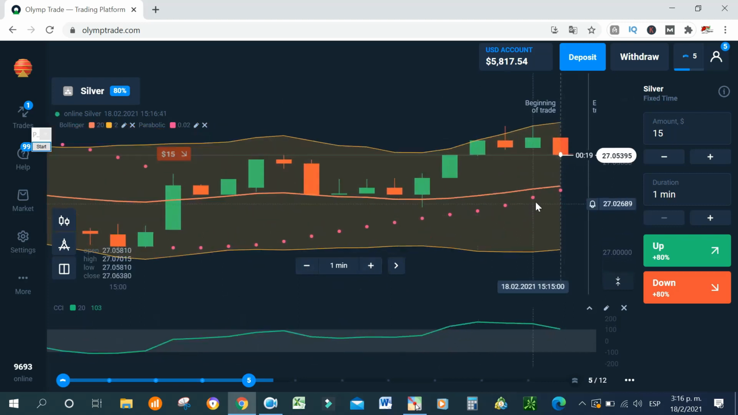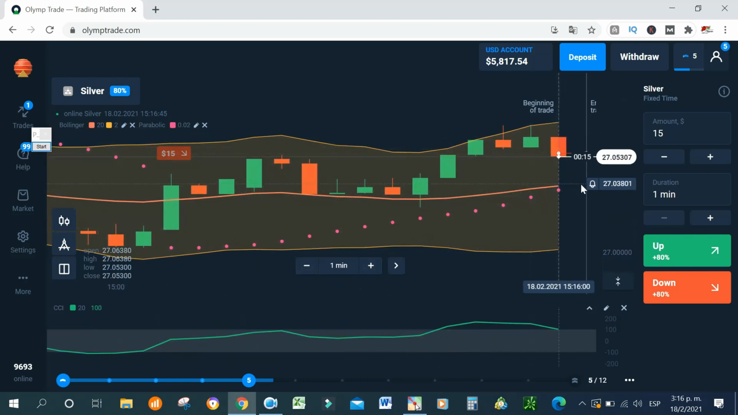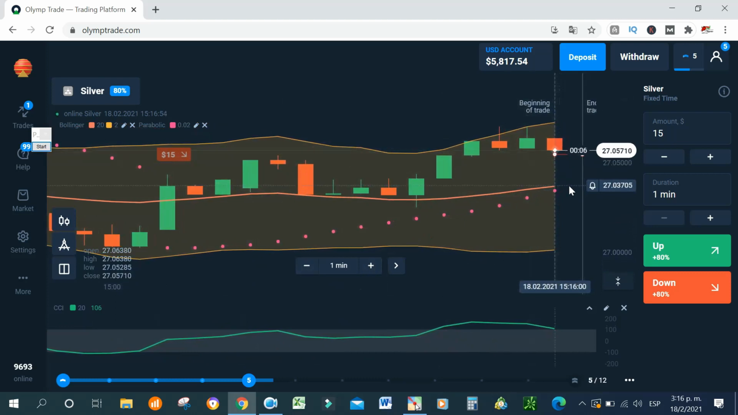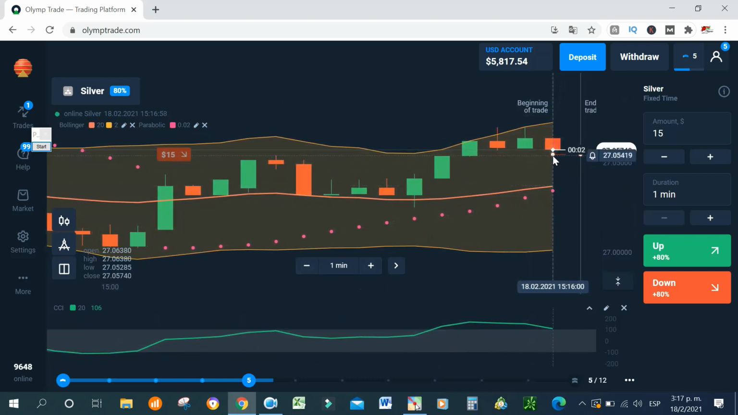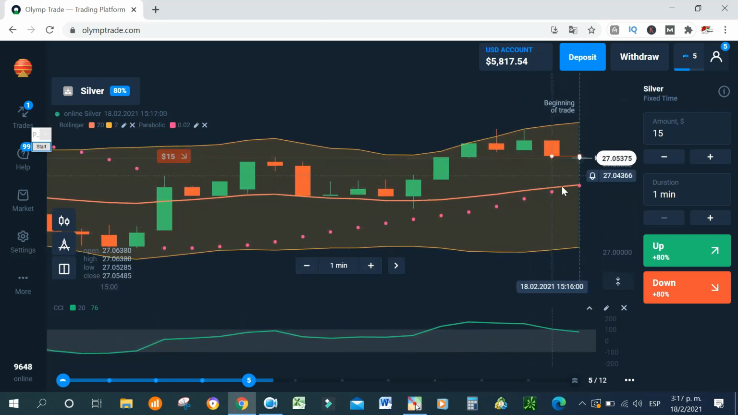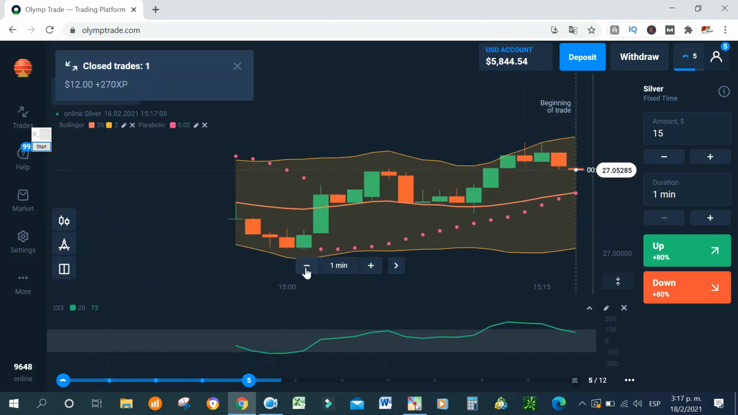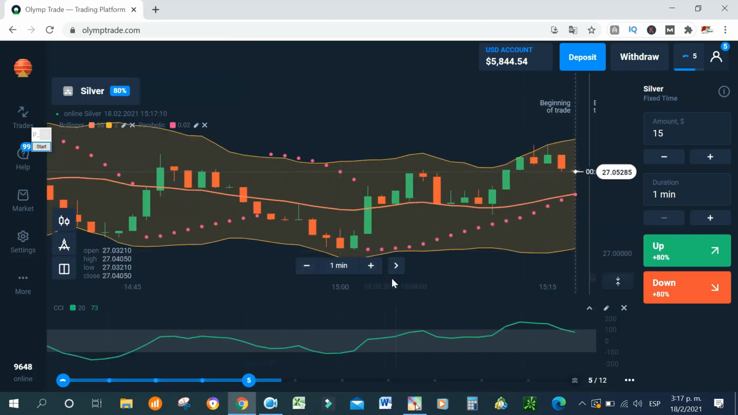So I think it may go a little bit down, at least to the middle band. Let's just wait. And this one that I entered, it was too late, but it's okay. Let's see if we can win. Oh yes, we won that one too. All right, we recovered the first loss.